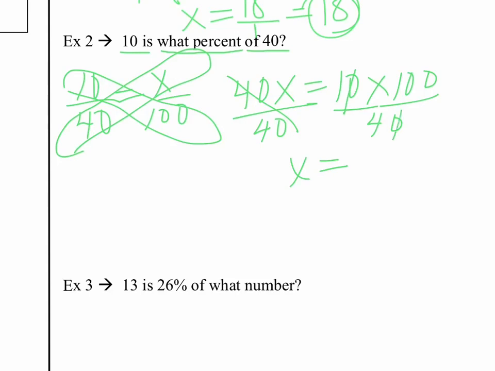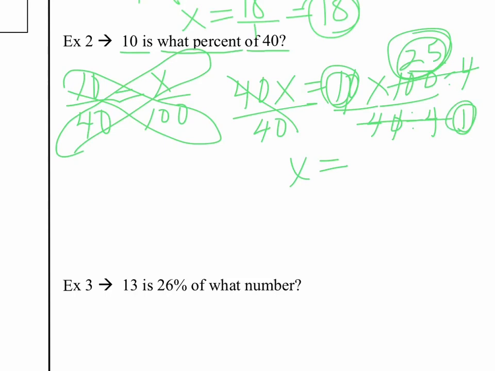That leaves us with 4 on the bottom and 1 times 100 on top. And if you remember what we talked about with money, there are 4 quarters in a dollar. 4 will go into itself and into 100. 4 divided by 4 is 1. 100 divided by 4 is 25. That leaves you with 1 times 25 on the top and a 1 on the bottom. What is 1 times 25? It's 25. And we know our answer is percent.